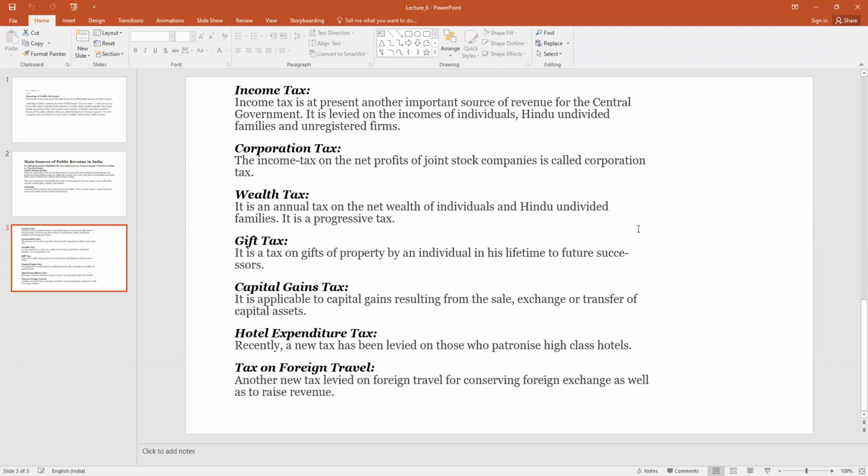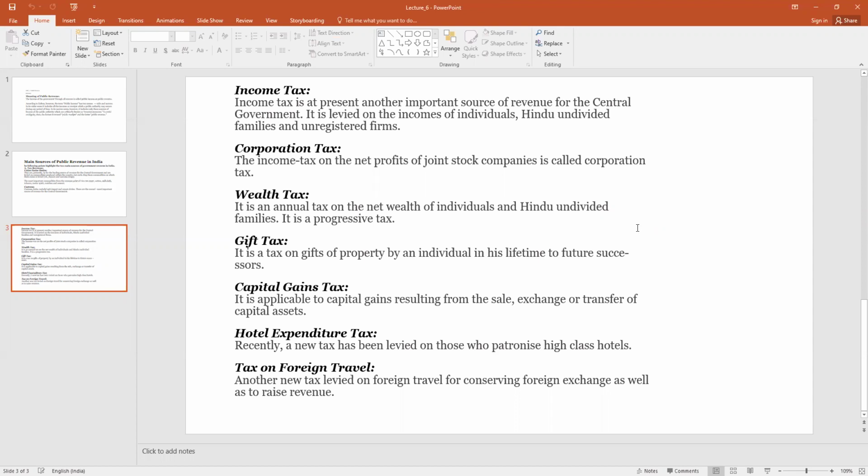The Hindu undivided families are those constituting a small firm with partners who are not outsiders, only family members, and those businesses are called family businesses. In that family business also, the income generated will be charged income tax. And unregistered firms are those that are not registered and are operating with fewer than 10 employees.